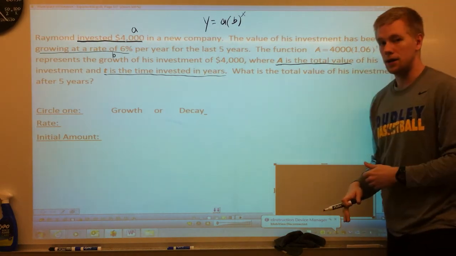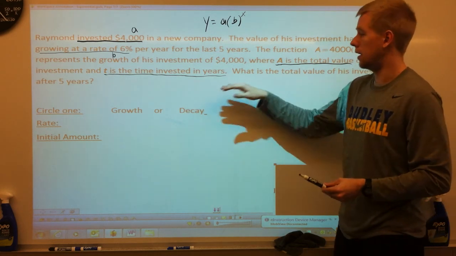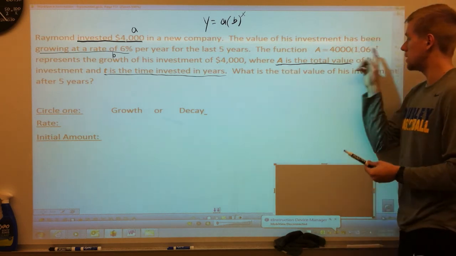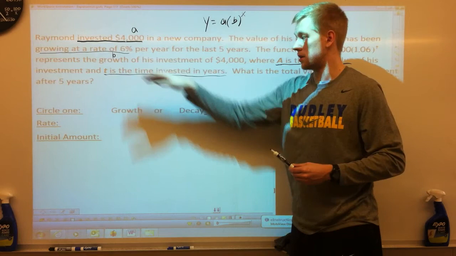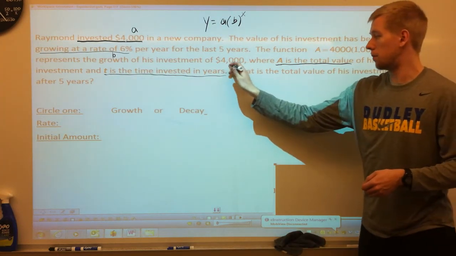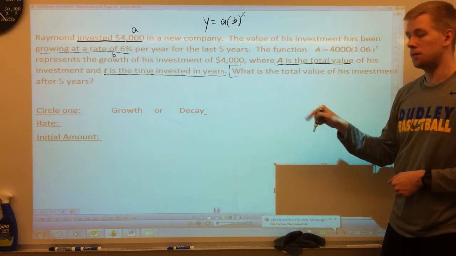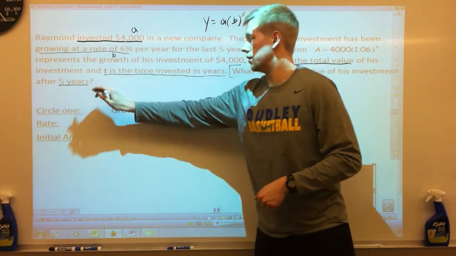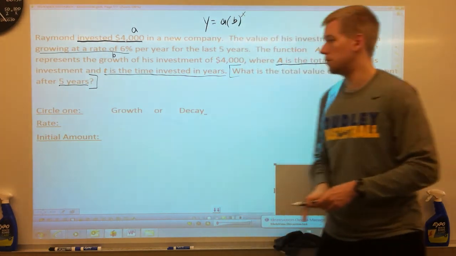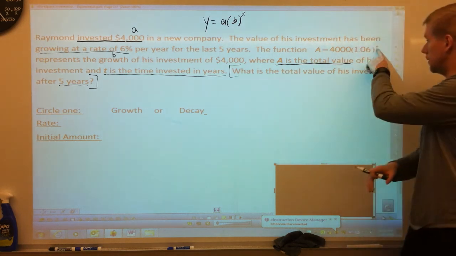But if you don't annotate, you may get confused. So you need to annotate these problems and be able to understand, okay, this is my A, this is my t, and this is what my initial value was, and this is my rate. Okay, and here's the question, the most important part. What is the total value, so what is A equal to, of his investment after 5 years? So there they gave me my time value. Okay, so I know what I'm going to plug in for my t.